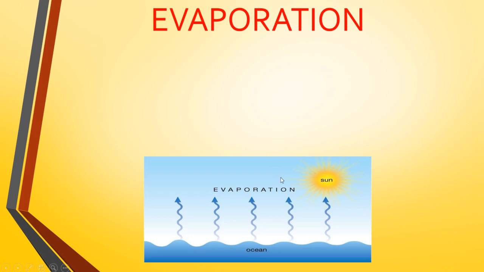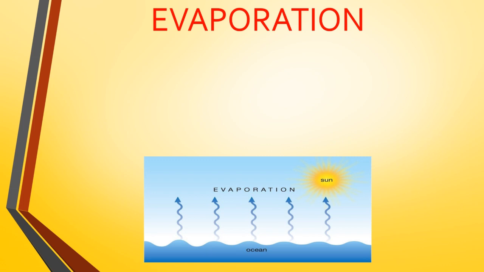So what is evaporation? When the temperature increases, then due to the high temperature, the water bodies like oceans, seas, bays, gulfs and lakes, so these are the water bodies, and in these water bodies the evaporation of water occurs.